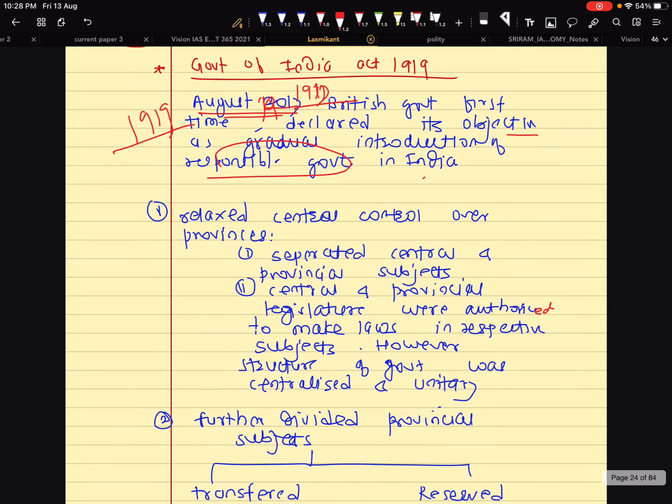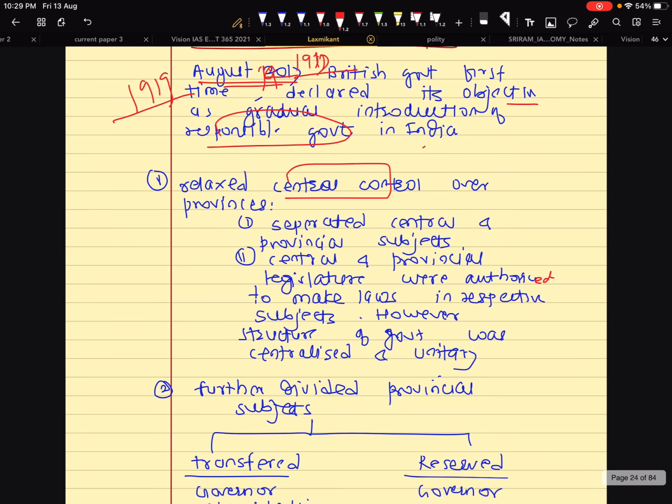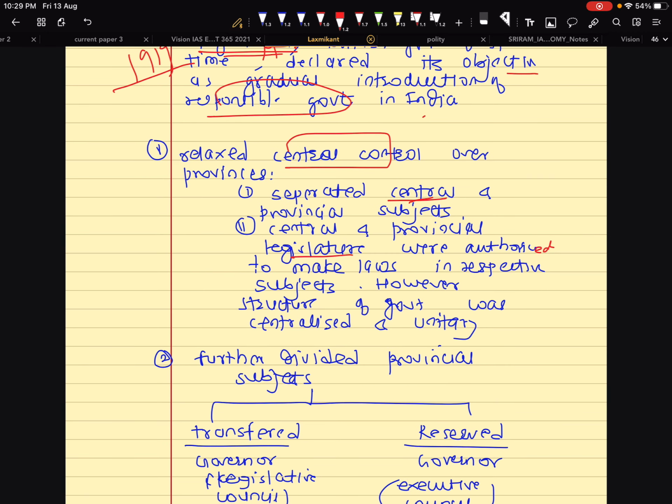So this act has the following provisions. First, whatever central control there was earlier was now relaxed a little in the provinces. The central subjects and provincial subjects were separated. Then the center and provinces' legislatures were not just given separated subjects, but were also authorized to make laws in respect of those subjects. But one important thing is that the structure of government was still centralized and unitary.